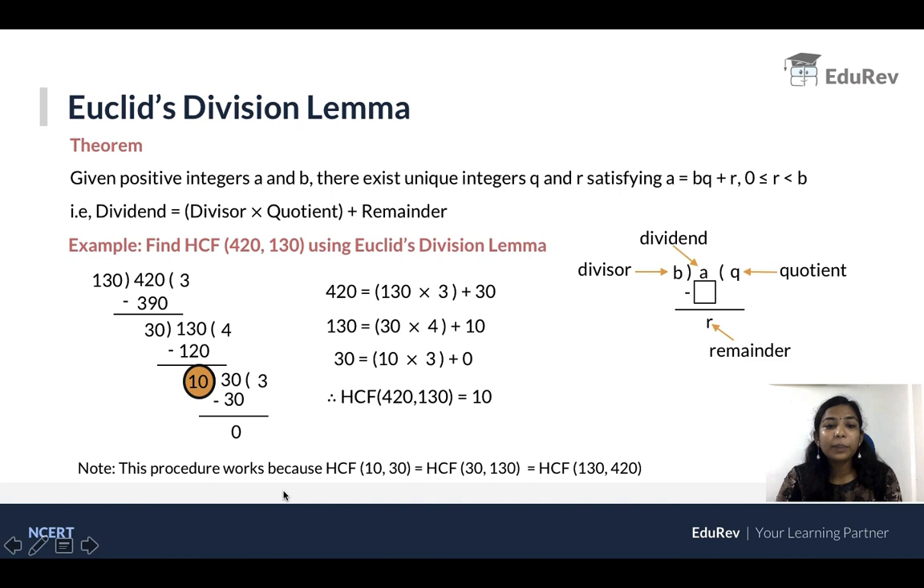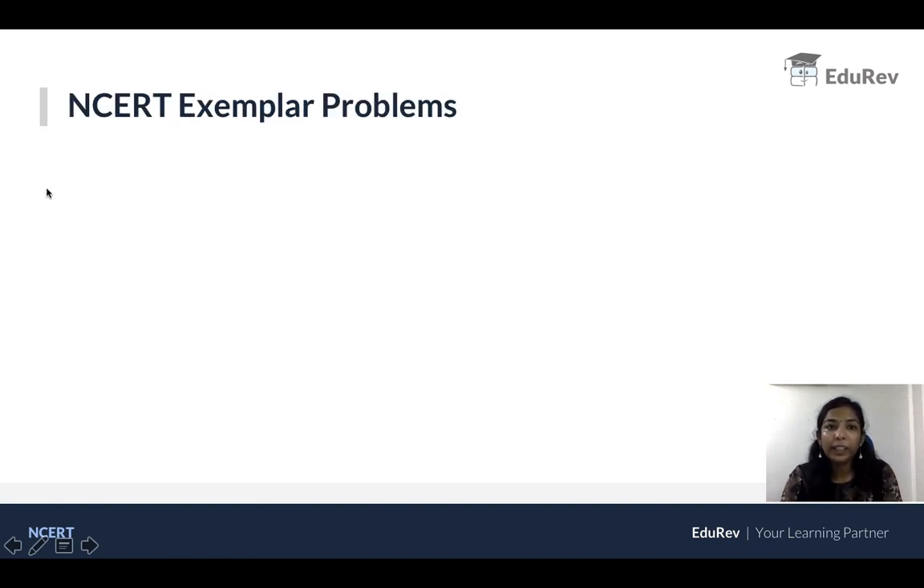So why is this process working? Because the HCF of the numbers 10 and 30 is same as the HCF of the numbers 30 and 130 and the HCF of the numbers 130 and 420. It's a very important concept. And one more thing, when you are writing in the exam, don't write this division part, okay? You are supposed to write only these equations. Whatever I have done here is only for your better understanding. I'm moving on to the next problem.